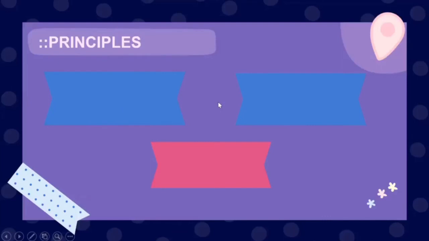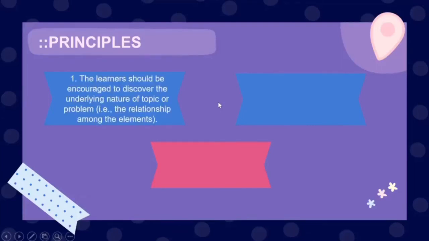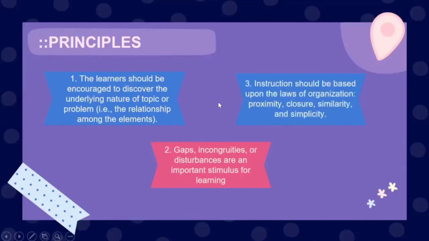Okay, in the principles, there are 3 principles. Number 1, the learners should be encouraged to discover the underlying nature of the topic or problem, the relationship among the elements. Number 2, gaps, incongruities, or disturbances are an important stimulus for learning. Next. Number 3, instruction should be based upon the laws of organization, like those we stated earlier: the law of proximity, law of closure, law of similarity, and law of simplicity. So, okay, I think that's it.